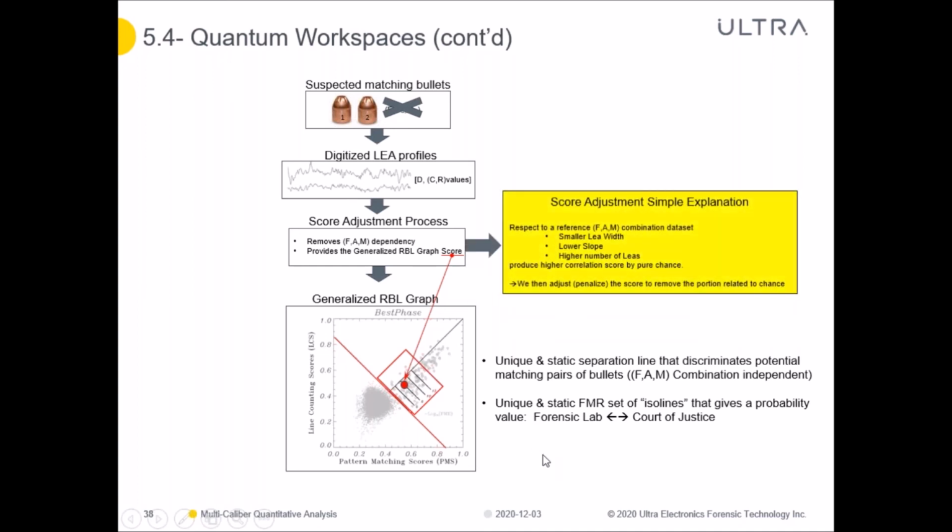And finally, a really simple explanation of what is behind the score adjustment process. With respect to a reference FAM combination dataset, for example, our 9mm dataset, smaller lead width, lower slope, and higher numbers of leads produce higher correlation scores by totally pure chance. Well, our score adjustment process adjusts or penalizes the score to remove that portion related to chance. This is the only thing that score adjustment is doing.